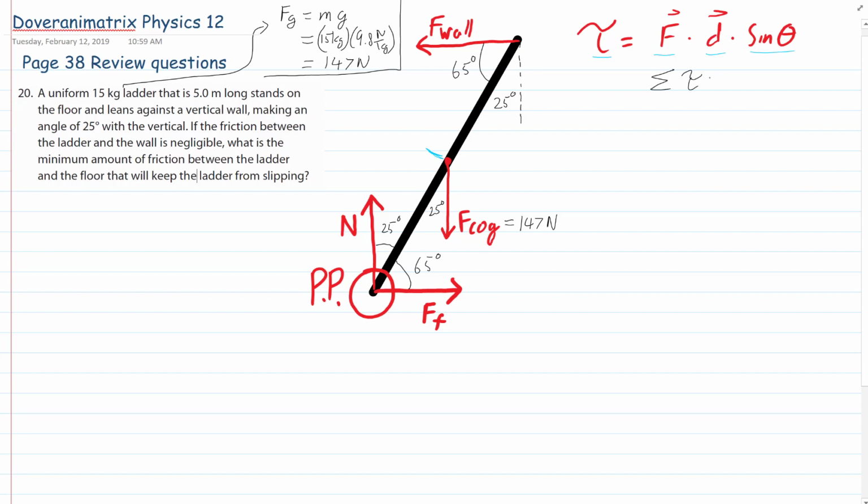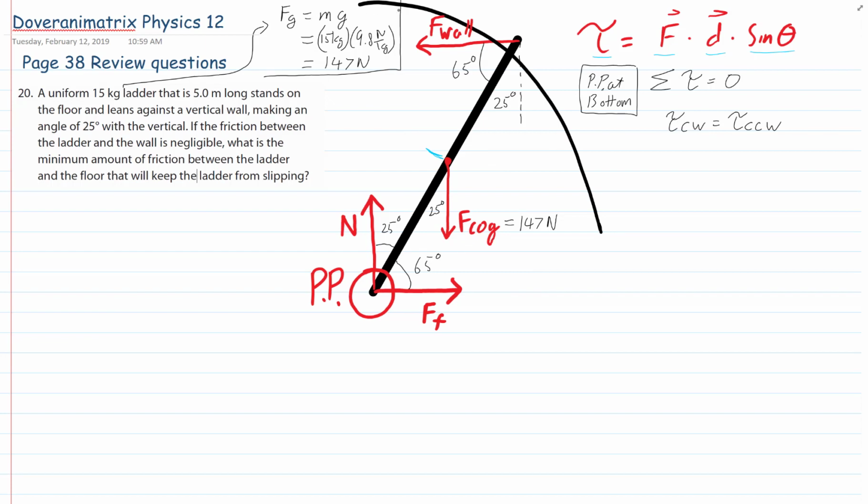Sum of the torques has to equal 0. We're going to put the pivot point at the bottom. So the pivot point is at the bottom. So the torques clockwise has to equal the torques counterclockwise. And the torques clockwise are these ones going that way, and that'd be the force of gravity. And the torques counterclockwise is this wall force. Okay, because that makes it go counterclockwise around the pivot point.